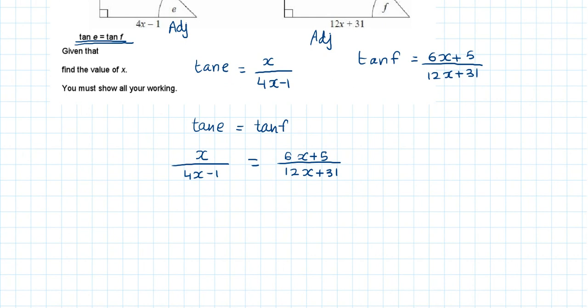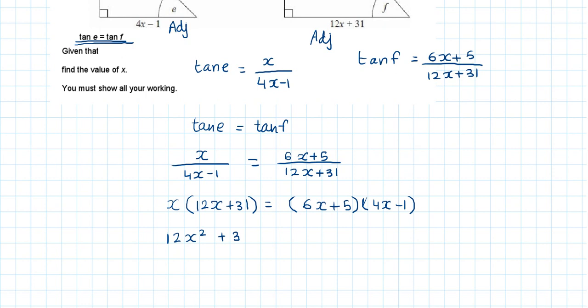Okay, so that's x times 12x plus 31 is equal to 6x plus 5 times 4x minus 1. I'm going to expand this bracket, so it's going to be 12x squared plus 31x. Sorry, x times 12x is 12x squared, and x times 31 is 31x.